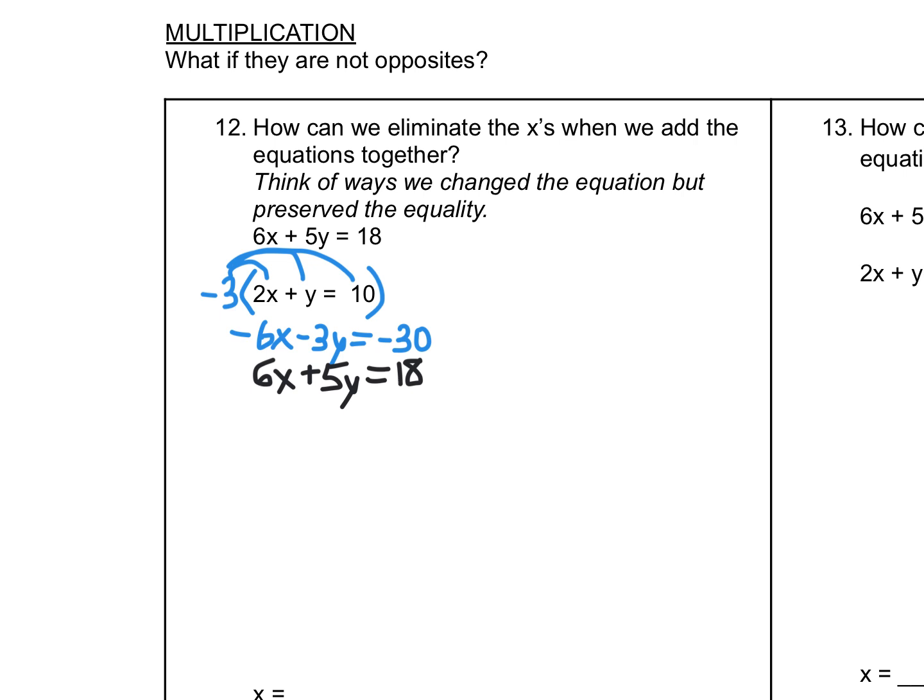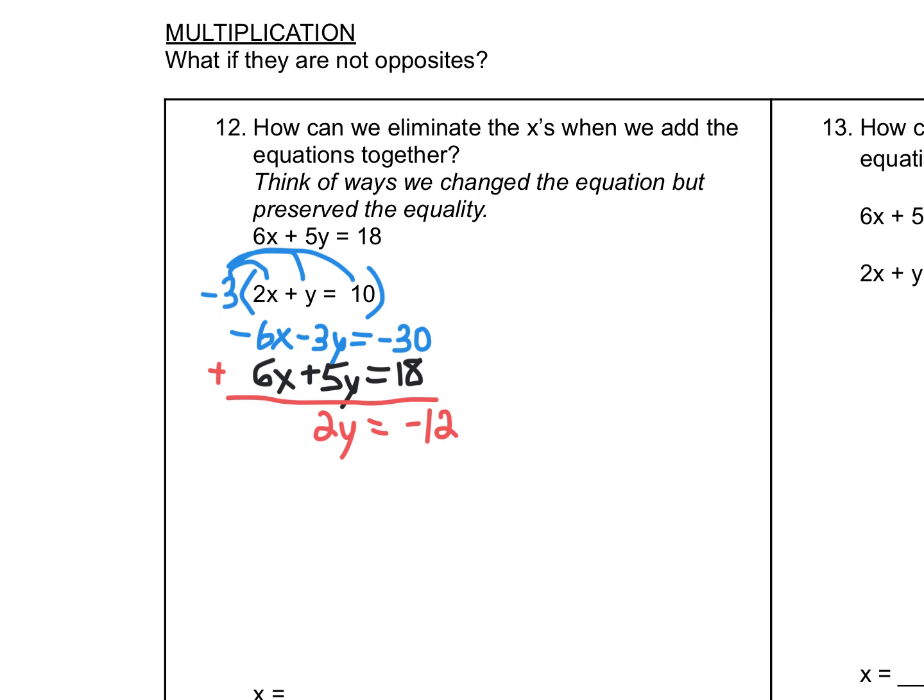Again, it doesn't matter if I switch the order, they're still both equal equations. So now the top equation is moved to the bottom, but it doesn't matter. Now I'm just adding my equations together, and one of my variables should eliminate. Remember, I was trying to eliminate x in this context, and we get 2y equals negative 12. Negative 6x and positive 6x canceled. Negative 3y plus 5y is positive 2y. Negative 30 plus 18 is negative 12. And now I'm just solving the algebra problem.